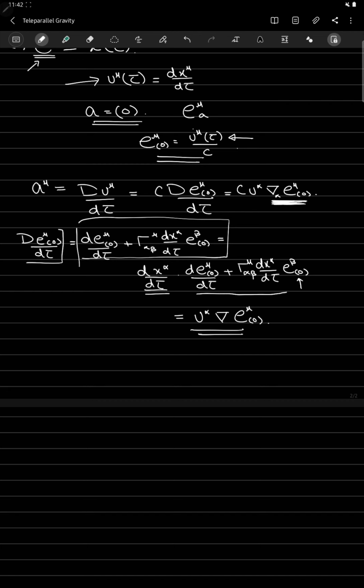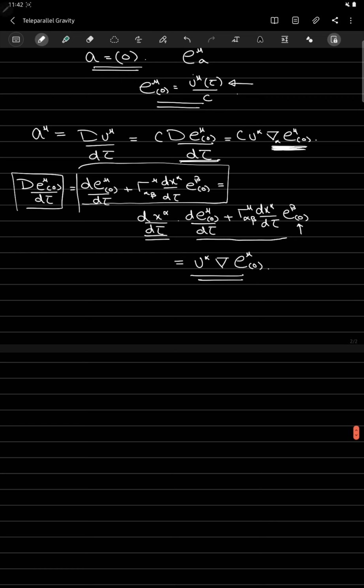And which is in turn this thing which we were doing over here, right? Okay, beautiful. Now, this tells you that this e mu 0 gives you the velocity and the acceleration of an observer that is moving along the world line c.